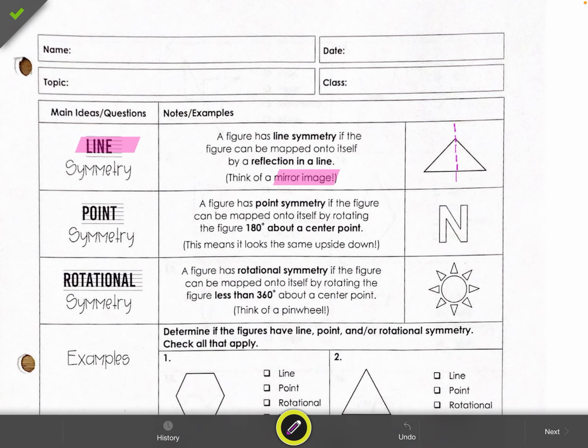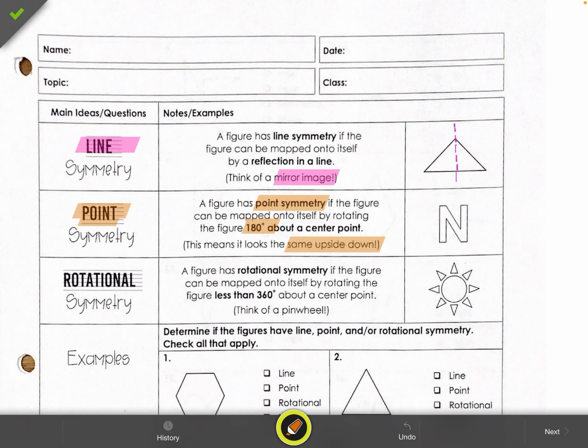All right, the second type of symmetry we're going to look at is point symmetry. Point symmetry is a little bit different. Point symmetry occurs if the figure can be mapped onto itself by rotating it 180 degrees. What they mean by rotating it by 180 degrees is you turn the figure upside down and it looks exactly the same as what you started with. So take your paper, turn it upside down.